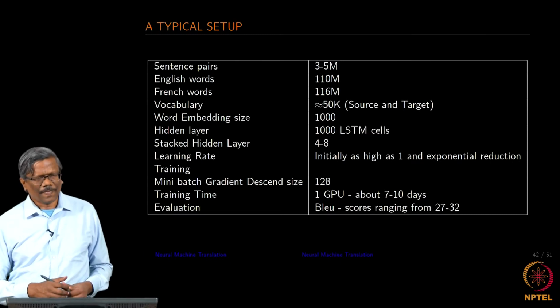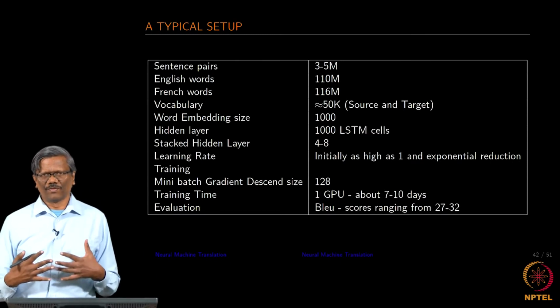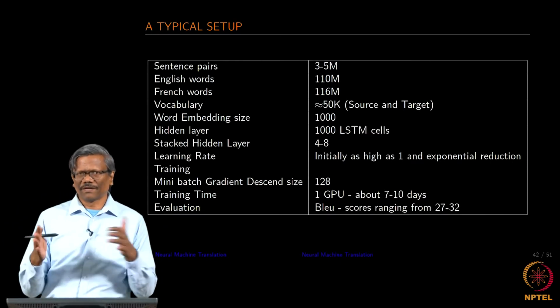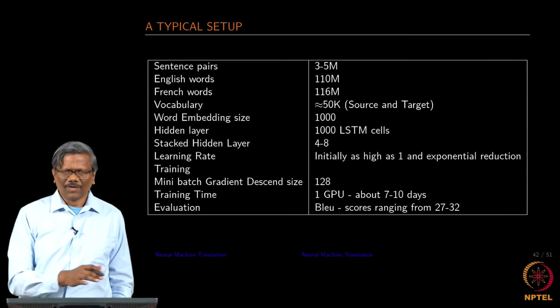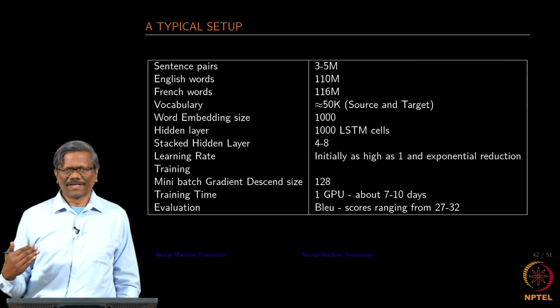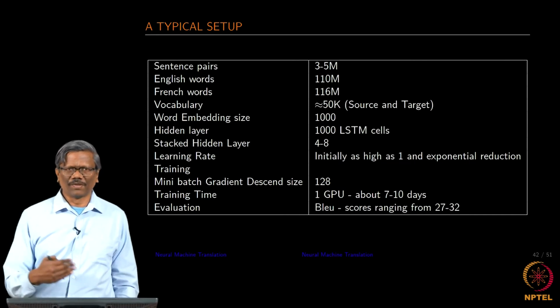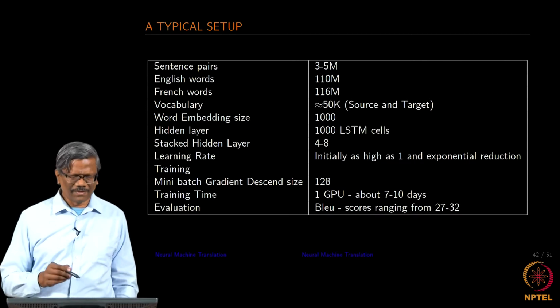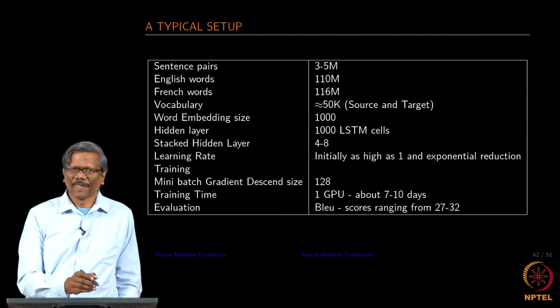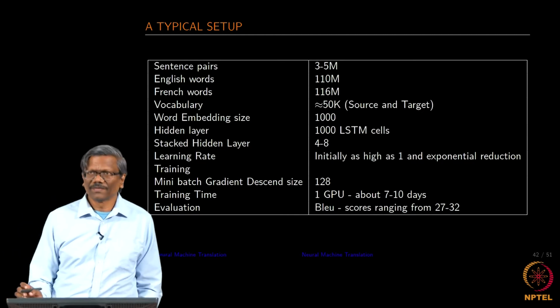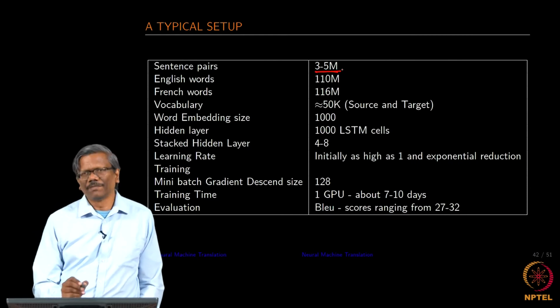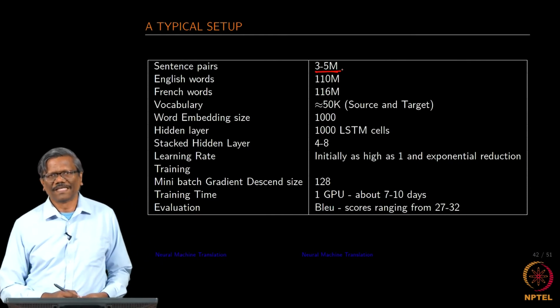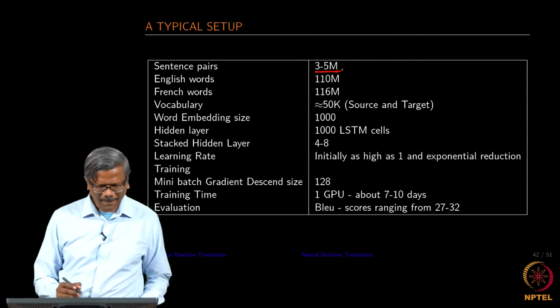So, how do we do this training? We have been talking about the architecture at a very high level, but we have not spoken about what they really contain, what we feed as input, and so on. In this I am going to be talking about a typical setup on the translation side, where we have 3 to 5 million pairs of sentences in the corpora, right.